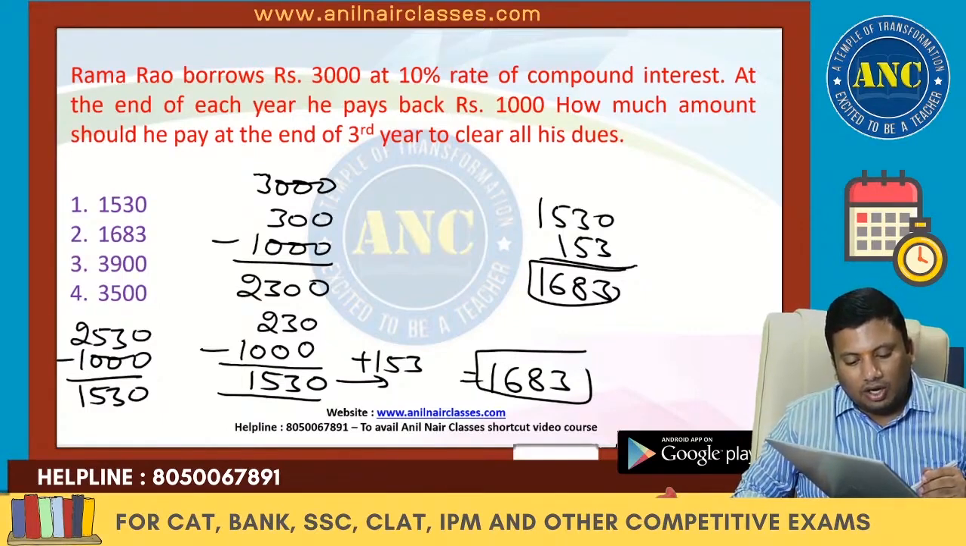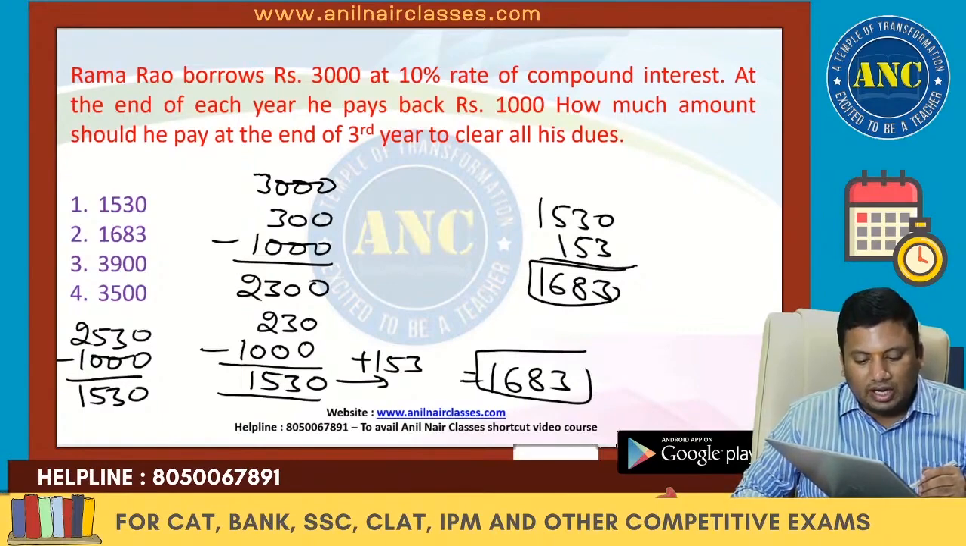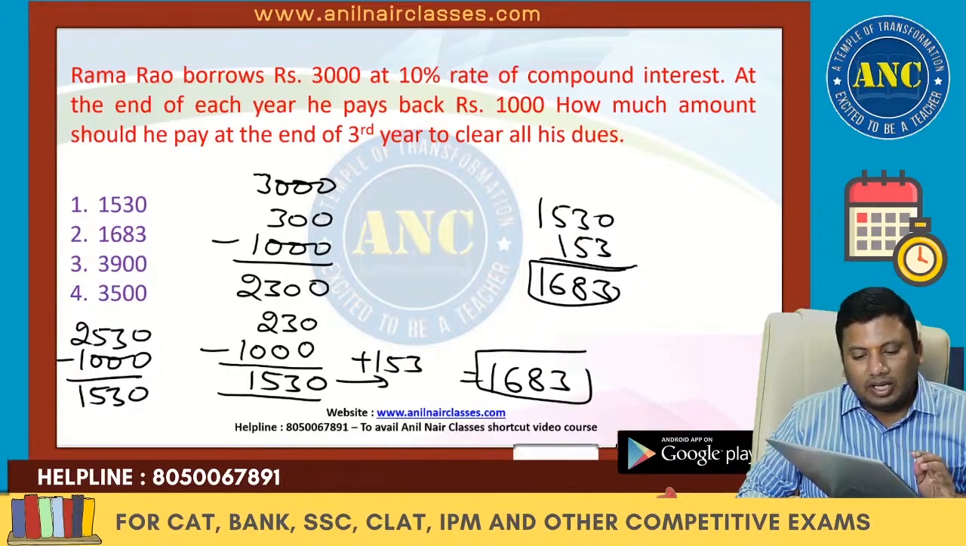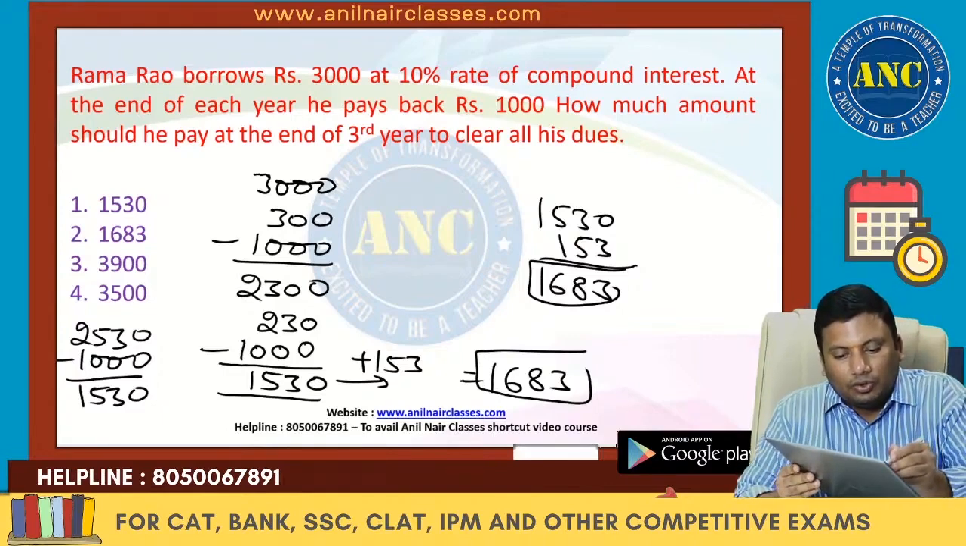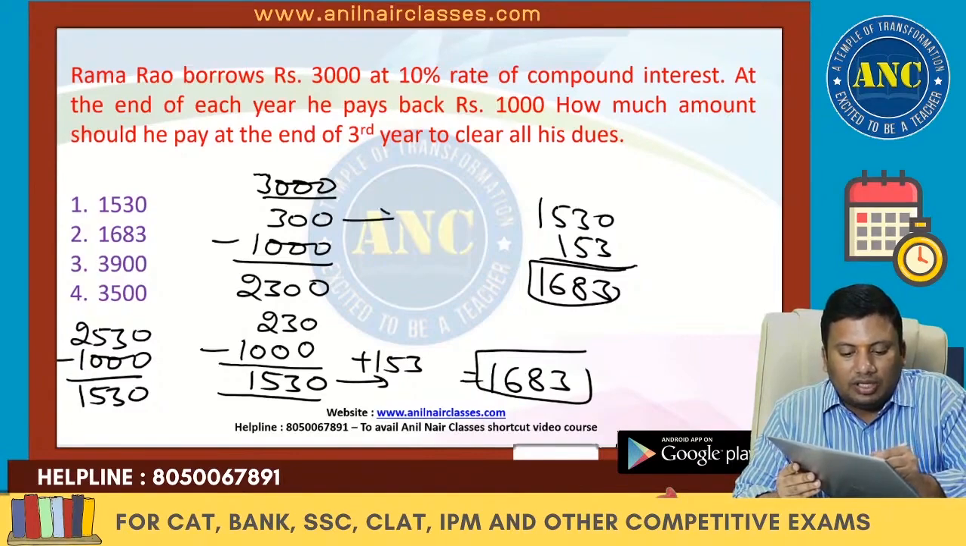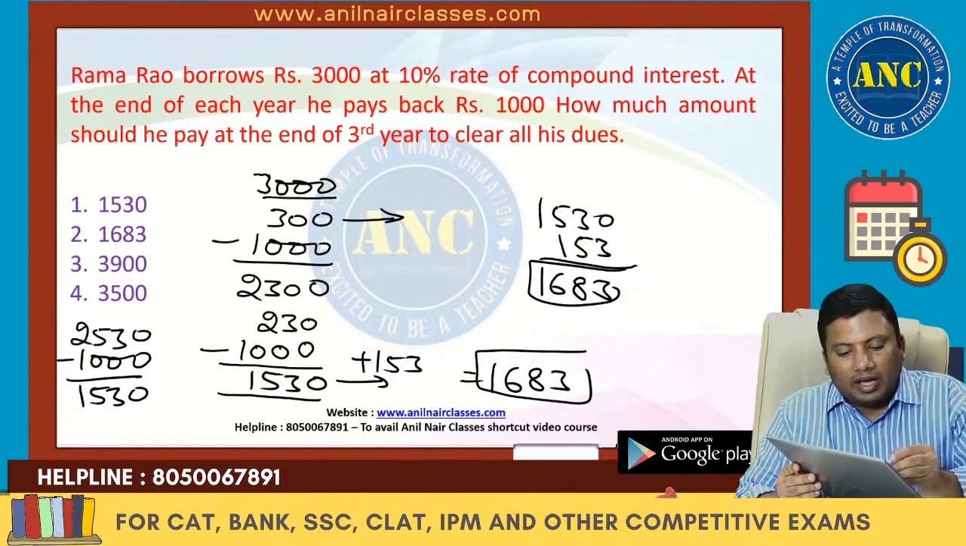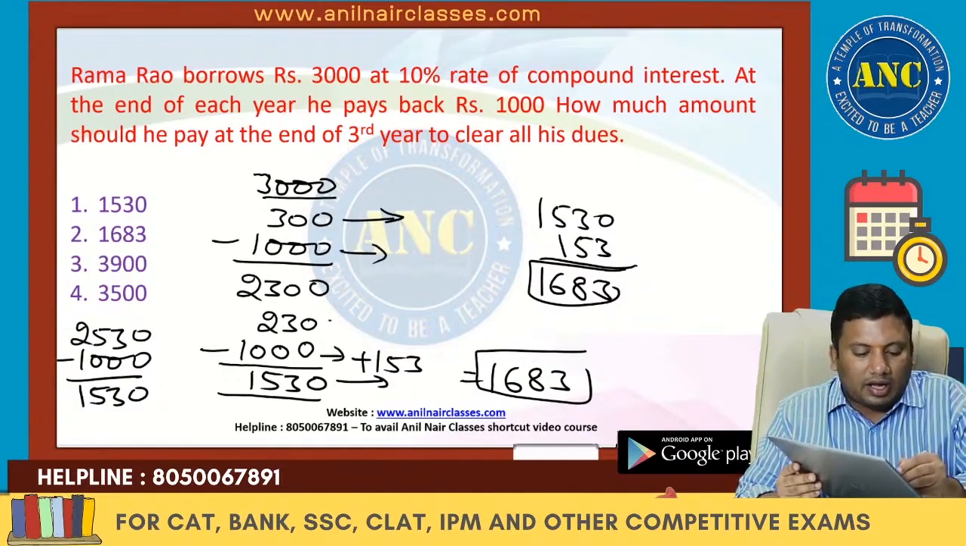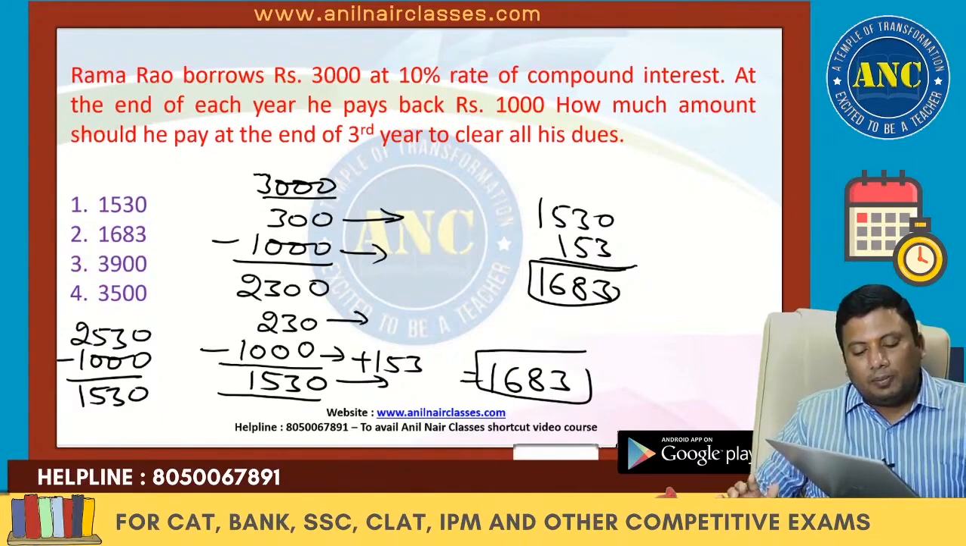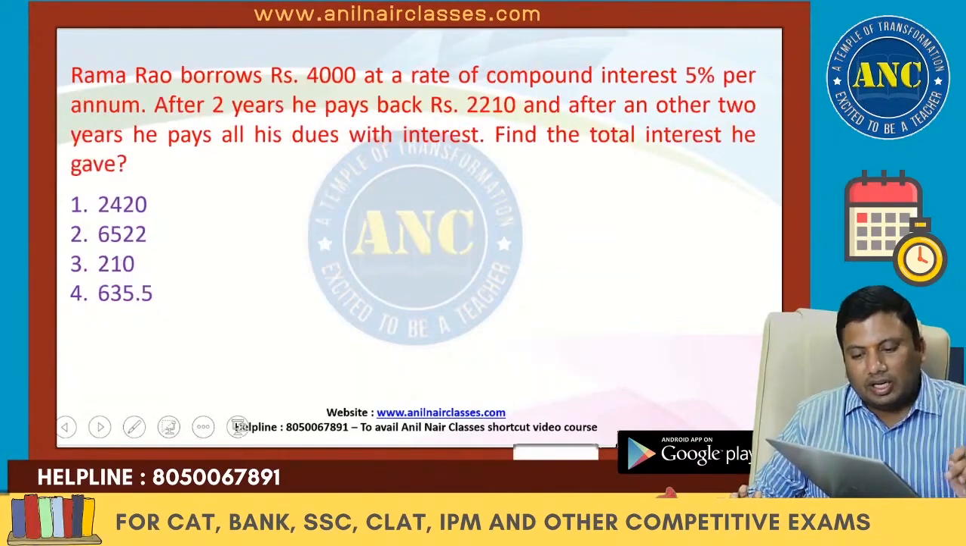To clear all the dues. I hope it is clear. To clear the entire dues, this is the amount which I will give. First I will give 3,000, then 10% rate of interest. So I pay back 1,000 here, again I will pay back 1,000. 230 is 10% of 2,300.